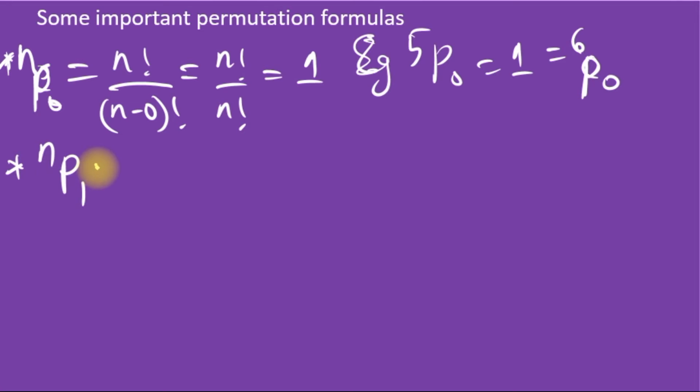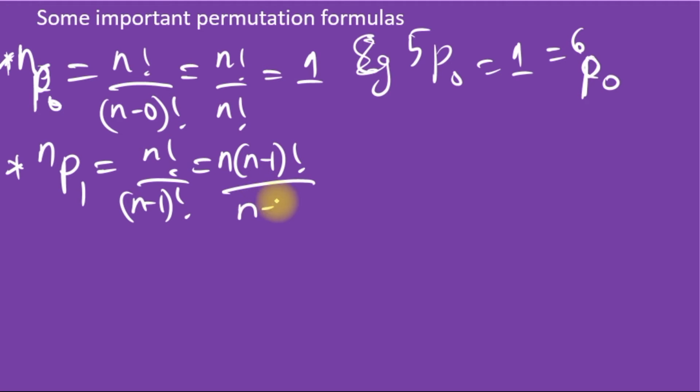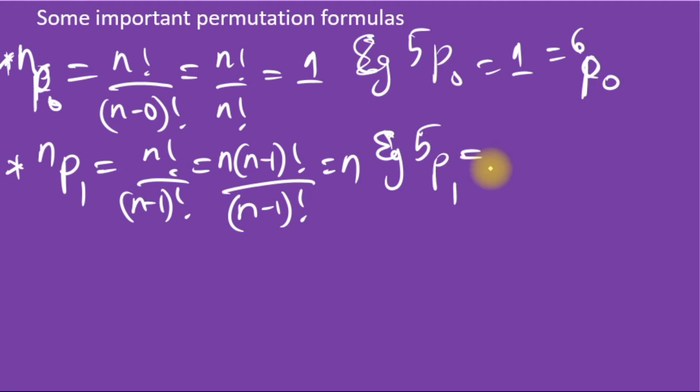n permutation 1 is n factorial over n minus 1 factorial. And we can write n factorial as n times n minus 1 factorial over n minus 1 factorial, which is n. So example, if you have 5 permutation 1, you don't need to waste your time, the answer is 5. If you have 6 permutation 1, the answer is 6, because n is 6. So this is another important formula.